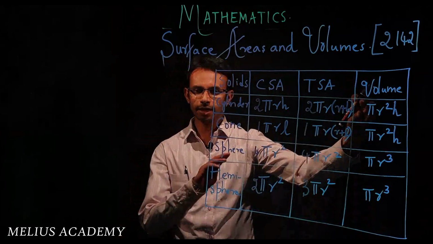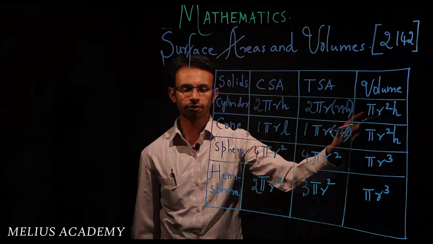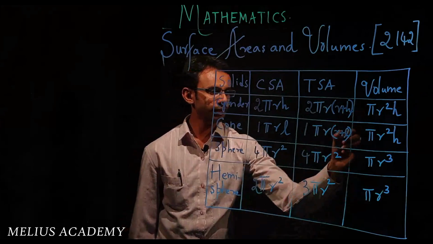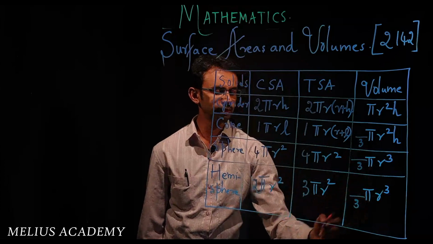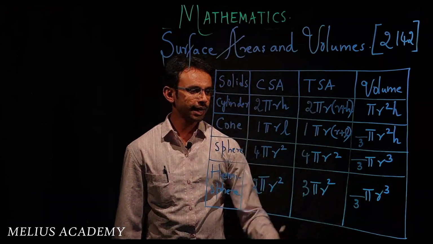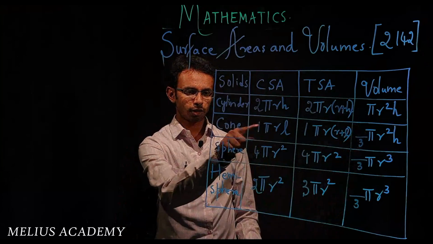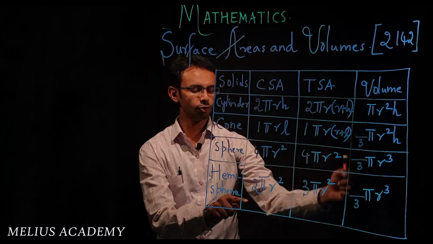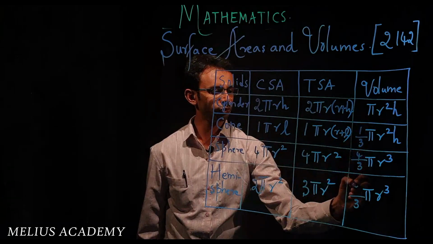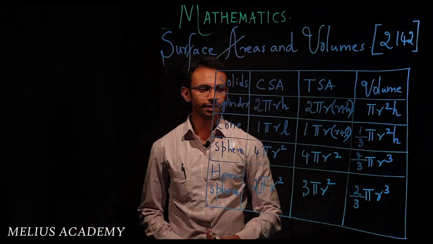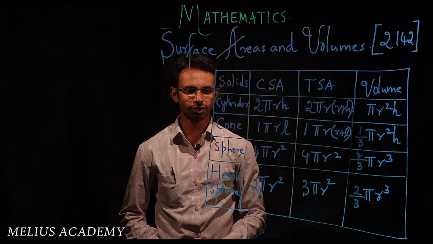What about the volume section? For cylinder, there is no coefficient to be written here, but for the next 3, the coefficients have to be written like this: divided by 3, divided by 3, divided by 3 for the last 3. And what are the numerators? The same values you wrote here will be the numerators: 142, here also 142. You will be astonished to see that these are the formulas of all these 4 solids.